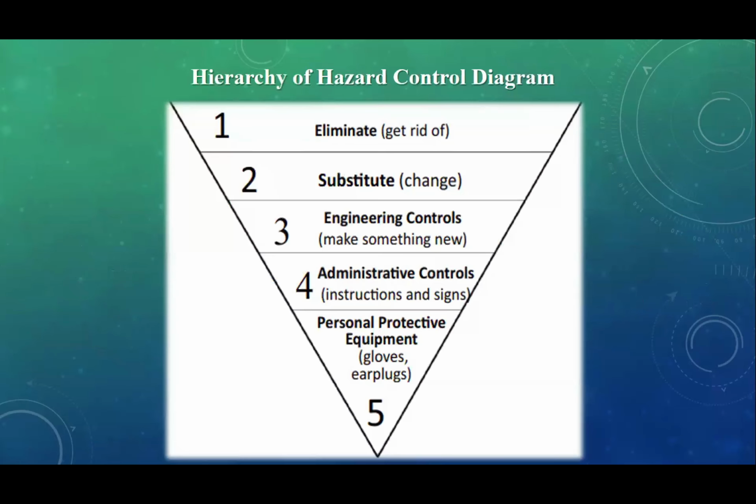So here is the hierarchy of hazard control diagram. You can see the first is eliminate, get rid of. The second one is substitute, change. The third one is engineering control, make something new. The fourth one is administrative control, instructions and signs. And the last one is personal protective equipment. And I hope you have gone through the course of personal protective equipment before.